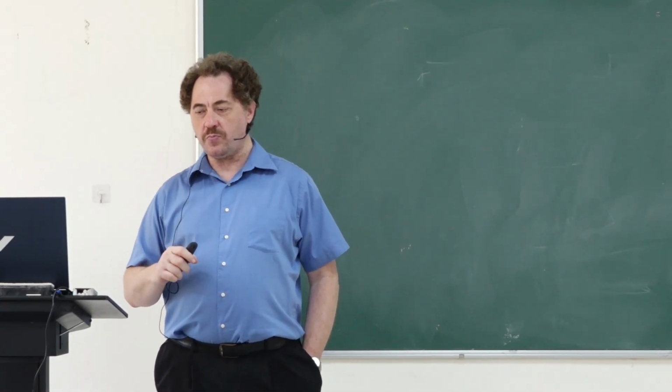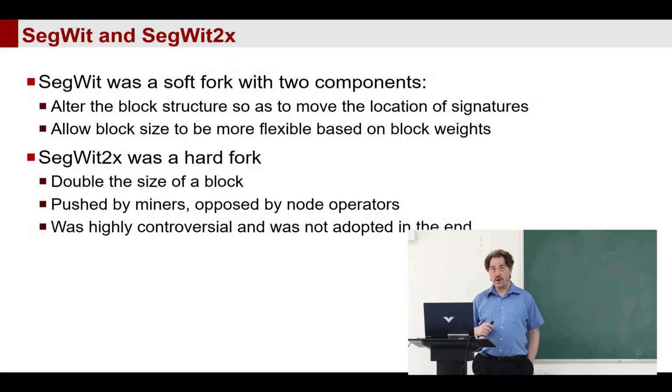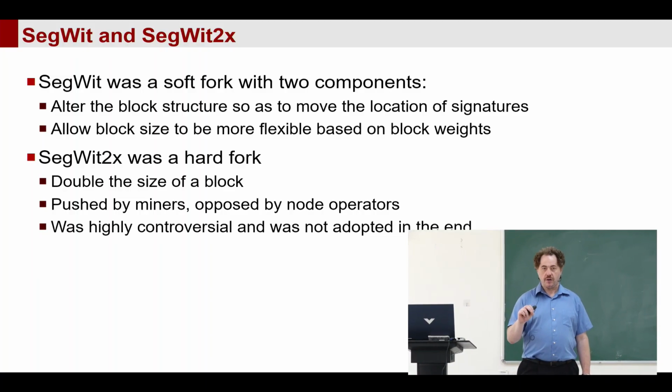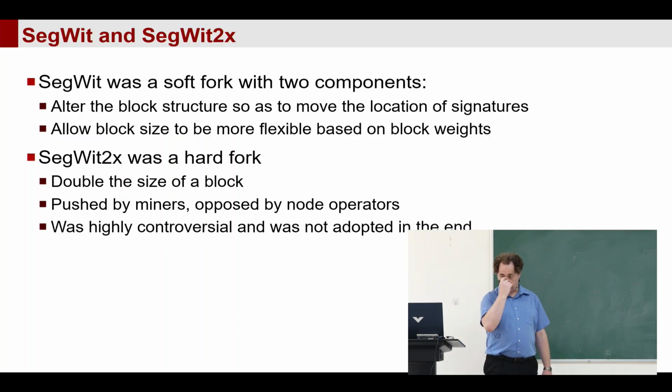In this context, I would like to mention SegWit and SegWit 2x. SegWit came out around 2013, if I'm not mistaken. It was a soft fork of Bitcoin with two components, two ideas. The first idea was to alter the block structure so as to move the location of the signatures such that the signatures would not take time during the verification, or at least some of the operations would be performed faster. So it was an optimization of the block structure.